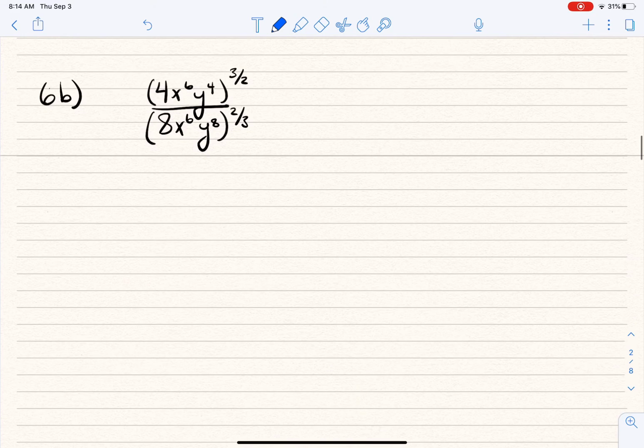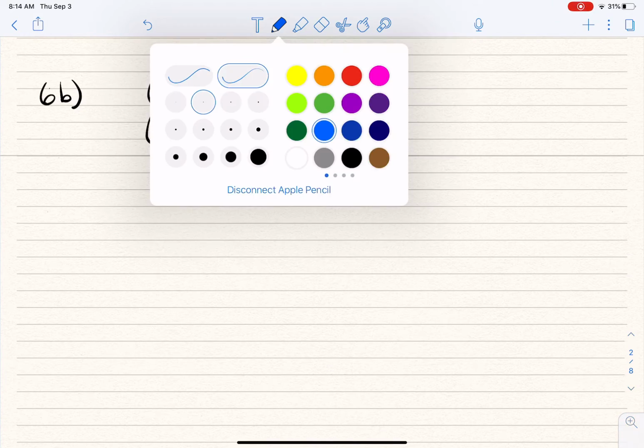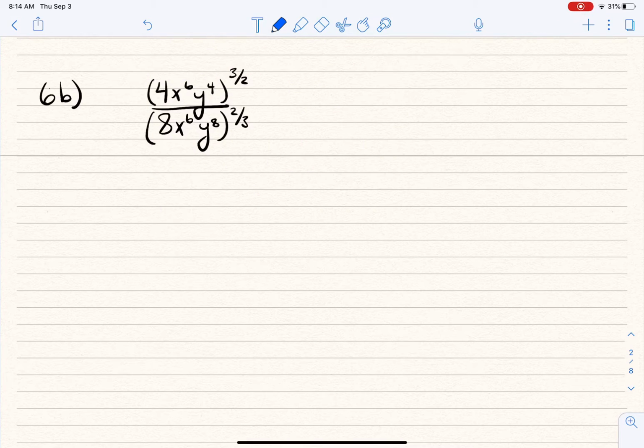All right. This next one's not quite as easy, but it's not too much harder. I'm going to go ahead and, right from the beginning, distribute those outer exponents to the inside. I can't really deal with the fact that I've got x to the 6th over x to the 6th yet because I have parentheses around them and other things happening. So that means I'm going to end up with 4 to the 3 halves. And then x to the 6 times 3 is going to be 18 halves. And y to the 4 times 3 is 12 halves.